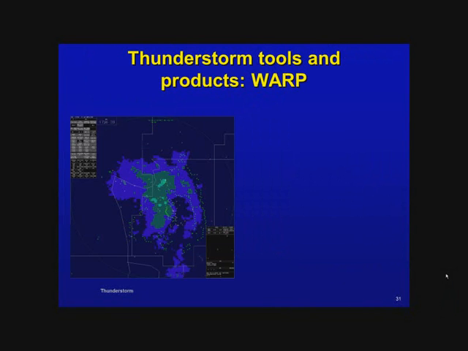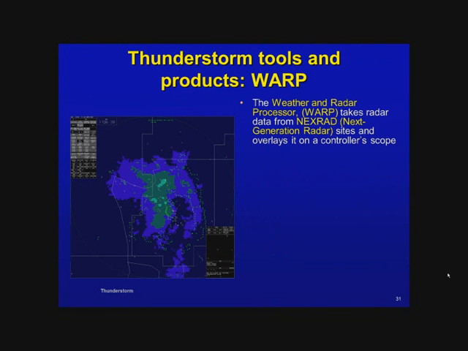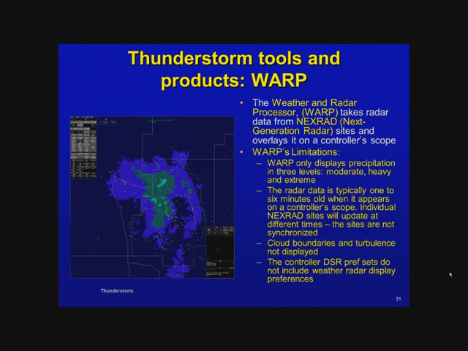The next system is the WARP system that you're familiar with. The weather radar processor, WARP, takes radar data from the NEXRAD sites and overlays it on a controller's scope. The limitations on WARP include the fact that it only displays precipitation in 3 levels: moderate, heavy, and extreme. The radar data is also typically 1 to 6 minutes old when it appears on a controller's scope. Individual NEXRAD sites will update at different times. The sites are not necessarily synchronized, and cloud boundaries and turbulence are also not displayed. The controller DSR presets also do not include weather radar display preferences.